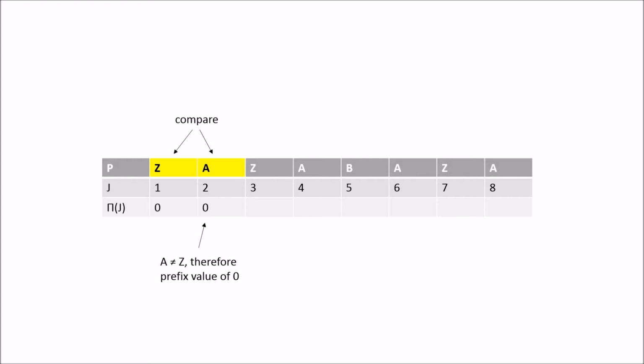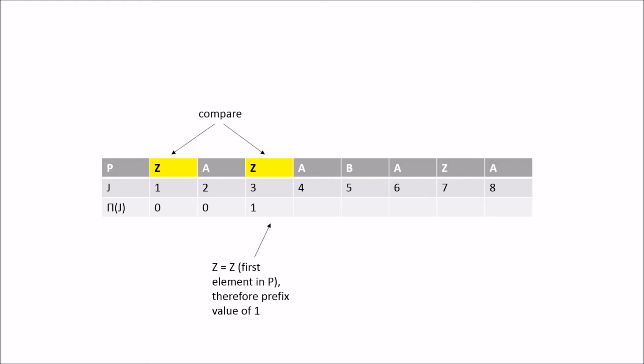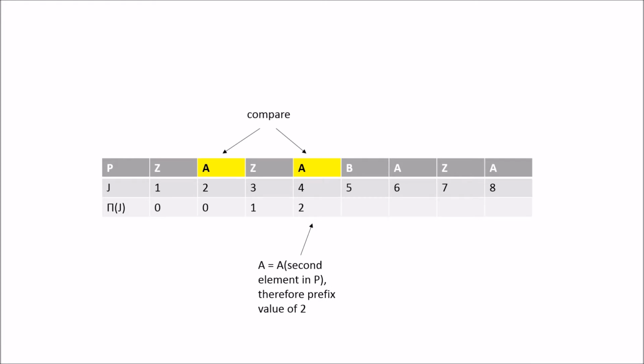We then look at the next element. We look to see if there is anything at the start of the pattern that corresponds to this element. In this case, A does not correspond to anything at the start, aka A does not equal Z, hence this gets the prefix value of 0 also. Moving on to the third element, a Z, we see that this does in fact correspond to the Z at the start of the pattern, so we put 1 into the prefix value. This 1 tells us that the Z corresponds to the first element in our pattern.